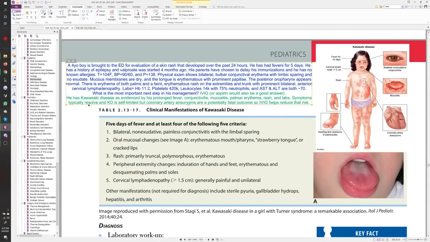Symptoms typically resolve. They do. Usually, everything goes back to being normal, which is actually the dangerous part, because then they go into the chronic phase without really knowing there's no more fever anymore. And at that point, at any time, they can have coronary artery aneurysm and they can die, right? So coronary artery aneurysms are a potentially fatal outcome, so IVIG helps reduce the risk.